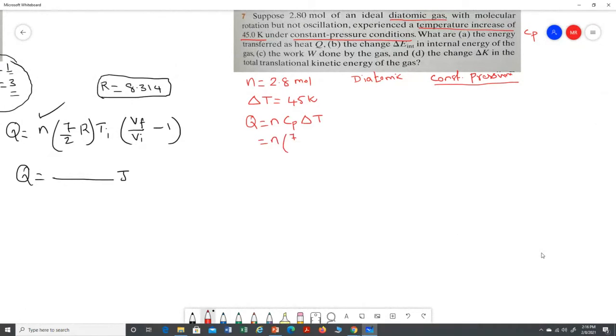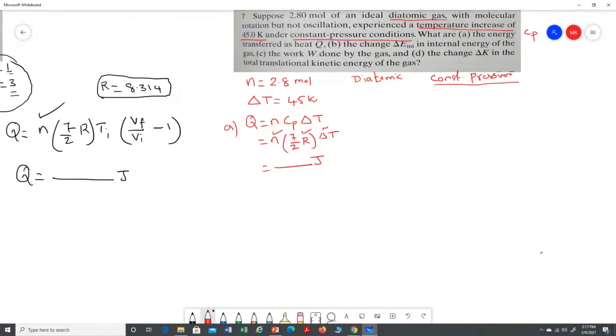N multiplied by 7 over 2 times R, where R is the constant, and delta T is already given in the question. When you substitute the value of n, the constant, and delta T, you will get the answer for the first question. Am I right? Okay. What is your second question?